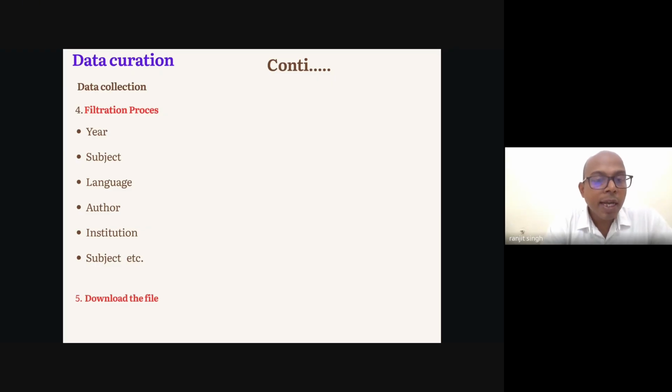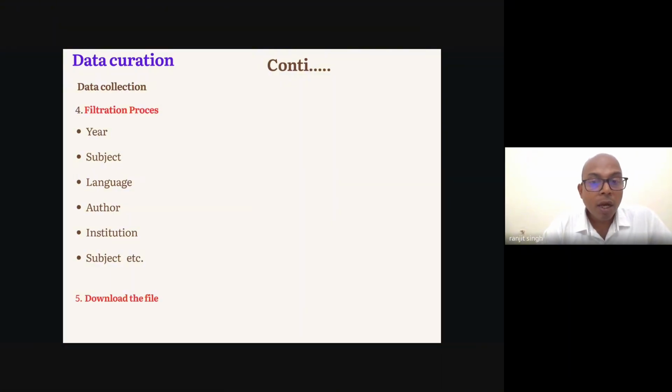Next is the institution. If you want to filter articles to Indian institutions, you can choose Indian Institute of Management, IIT, IIM, Pondicherry, Mizoram. You can do the filtration process by institution. Once you are done with the filtration process, next is downloading the file. In Scopus, there are several formats, like BibTeX file, RIS file, TXT file.